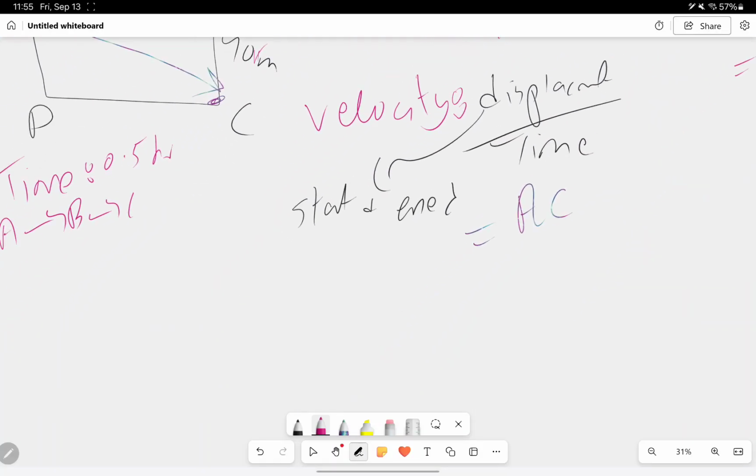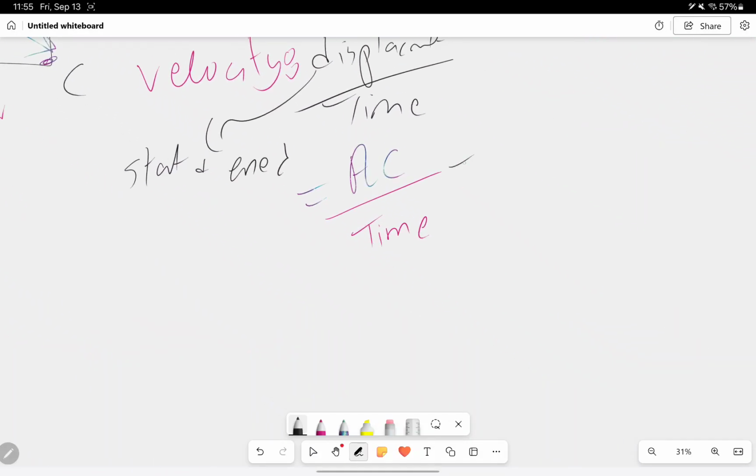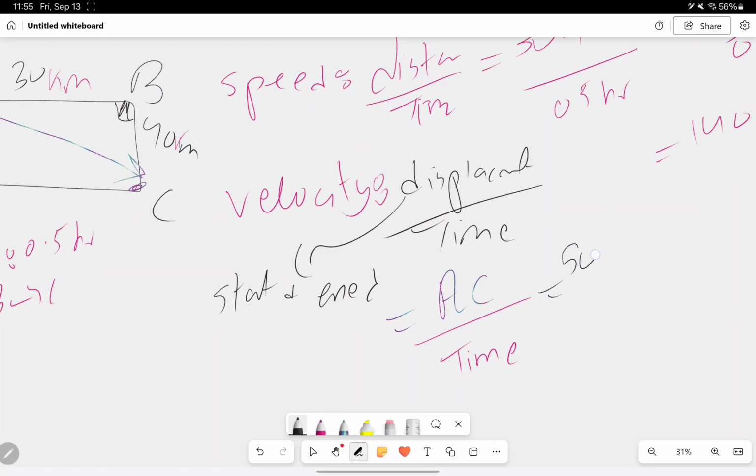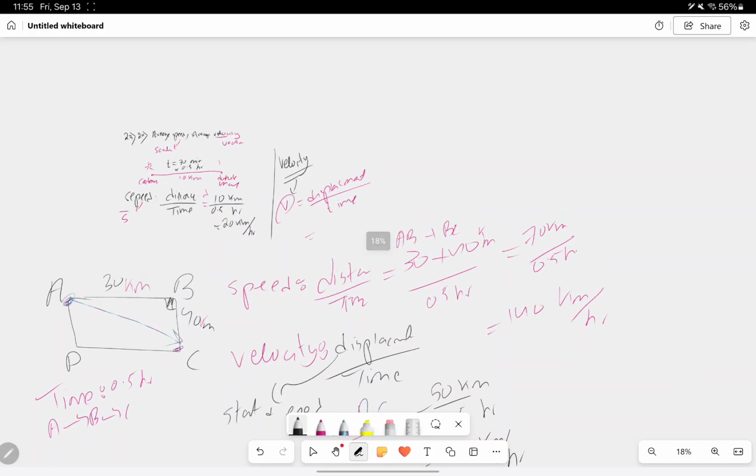Here this displacement represents AC divided by time. And of course, again, we get displacement by Pythagorean theorem, so radical of 30 squared plus 40 squared. So AC over here represents 50 kilometers divided by, same idea, 0.5 hour. So 50 divided by 0.5 is going to give me 100 kilometers per hour. Here's the difference between speed and velocity.